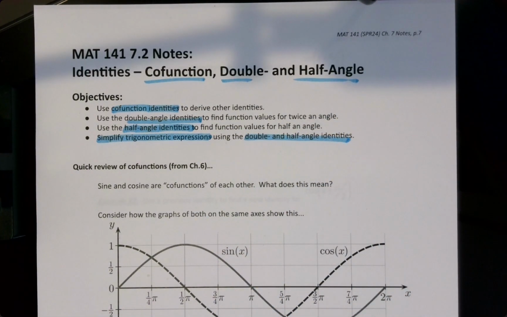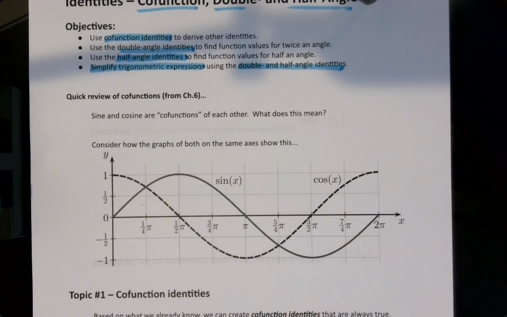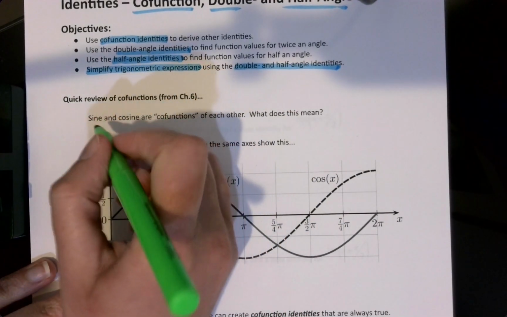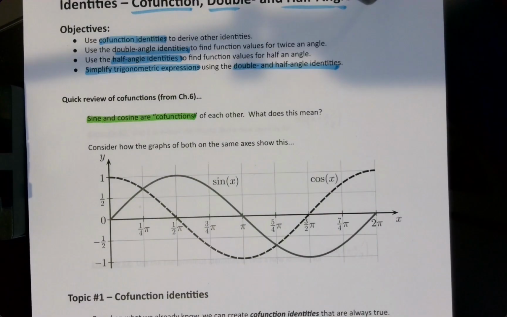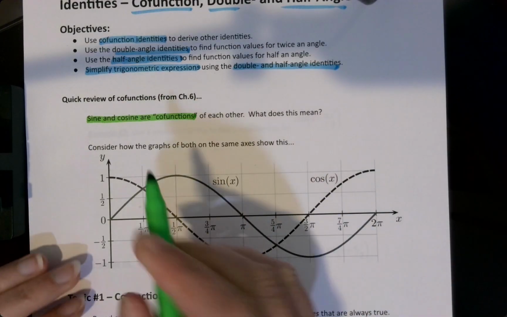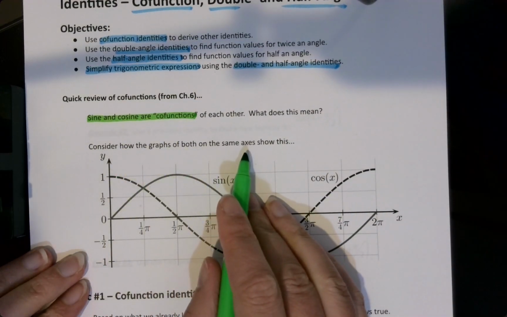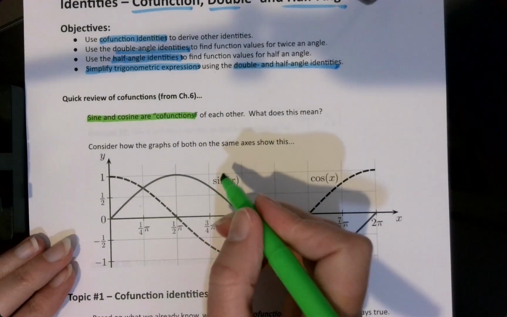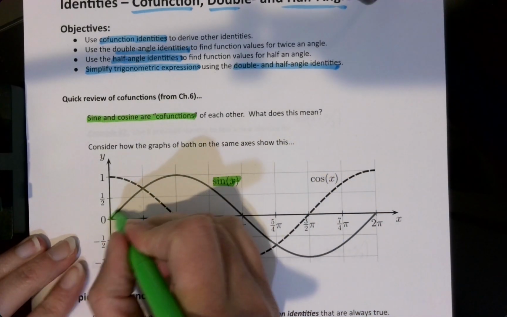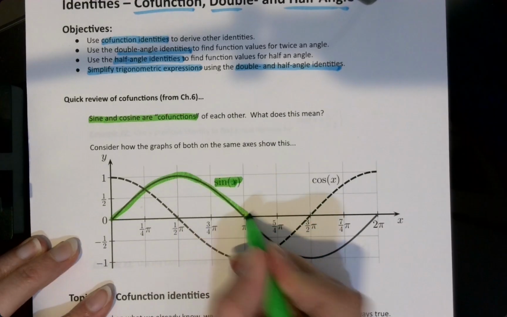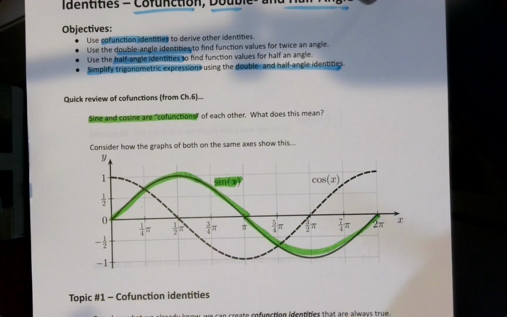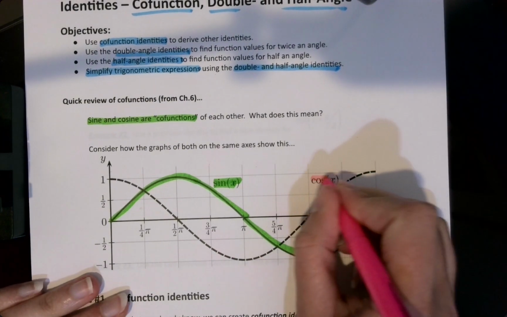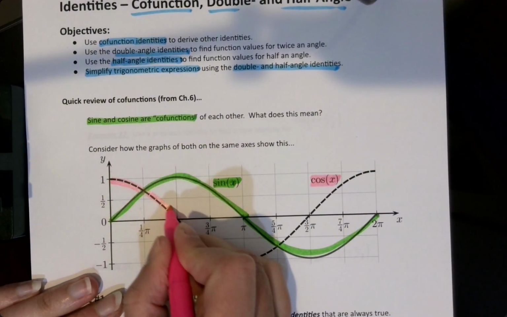Starting with cofunctions, a quick review of cofunctions from chapter 6. You might recall that the sine and cosine functions are cofunctions of each other. What does this mean? Consider how the graphs of both on the same axes are shown. So the sine of x function is shown here. And the cosine of x function is the one that's dotted. I'm going to highlight that one in pink here.